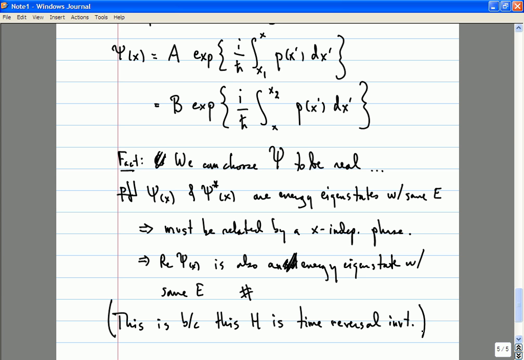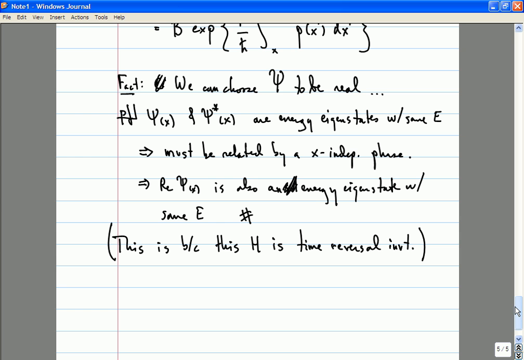Okay, so if the energy eigenstates are purely real, those exponentials up here turn into cosines, because we're taking the real part. The real part of an exponential is a cosine. So what we have to do is set a times the cosine of 1 over h bar, the integral from x1 up to x of p of x prime dx prime, equal to b times the cosine of 1 over h bar, the integral from x2 down to x of p of x prime dx prime.